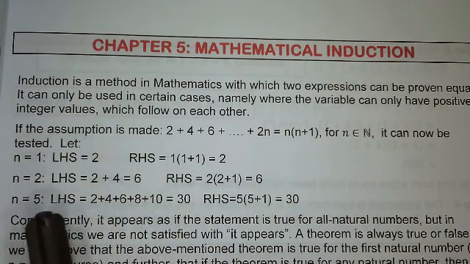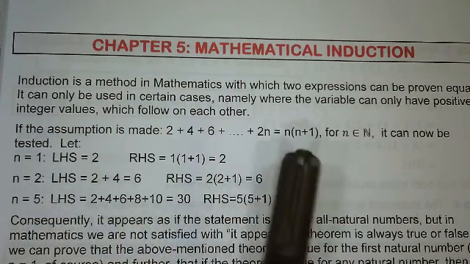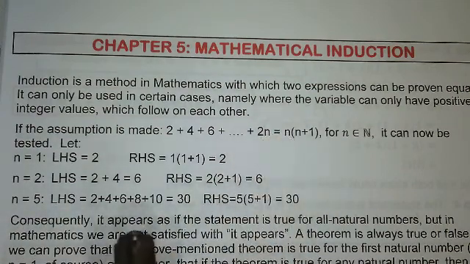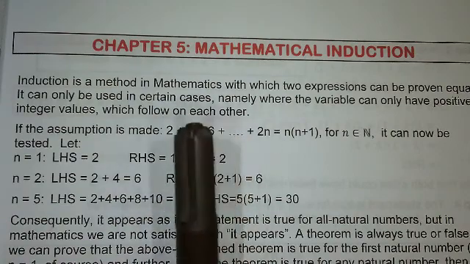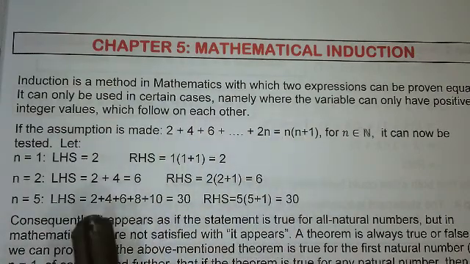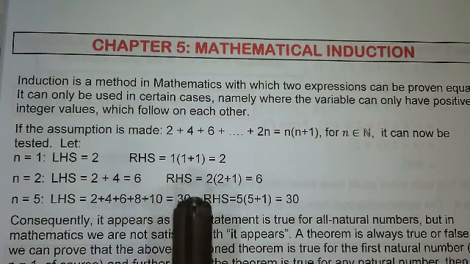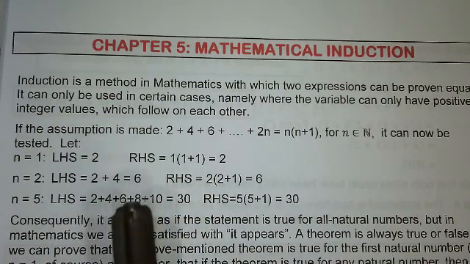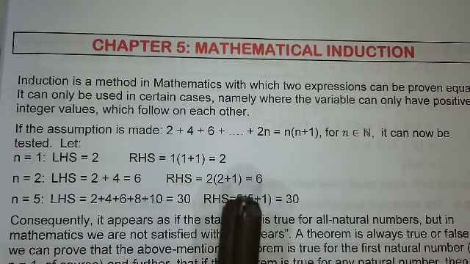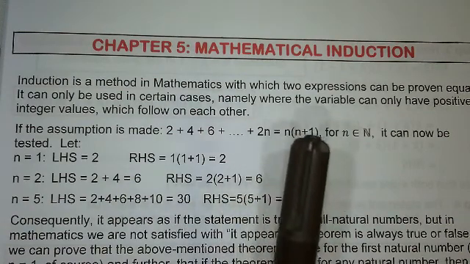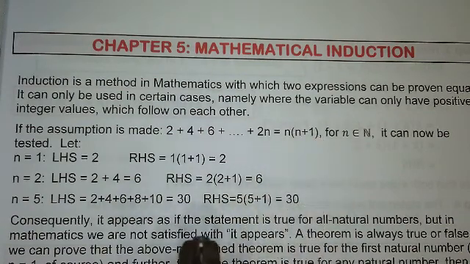If you take 5, I must first calculate term 5. Term 5 will be 2 times 5, which is 10. But with this series, I must add the first 5 terms, and that gives me 30. So that's term 1, 2, 3, 4, 5. Right hand side, you substitute a 5, and the left hand side equals the right hand side.